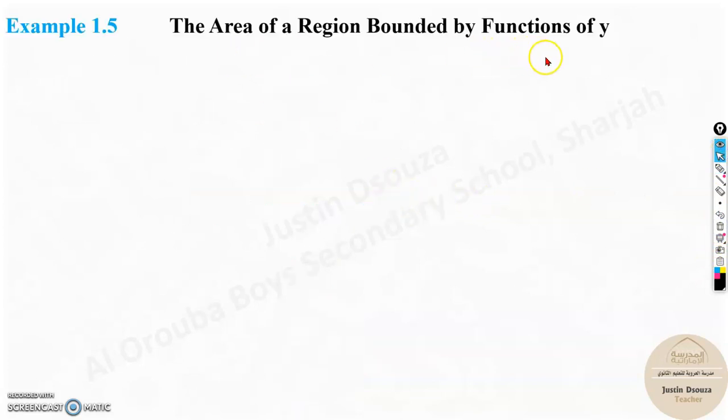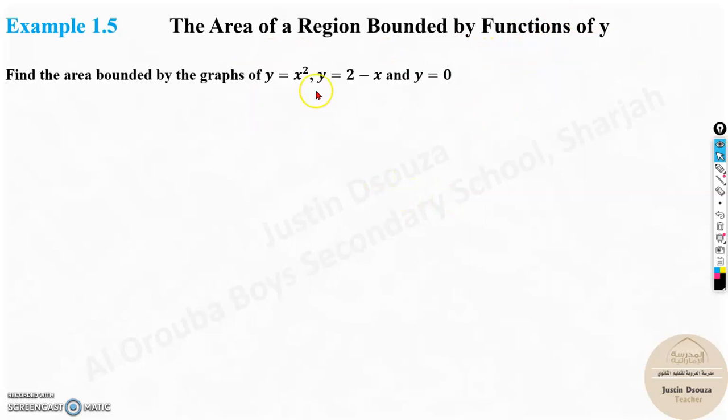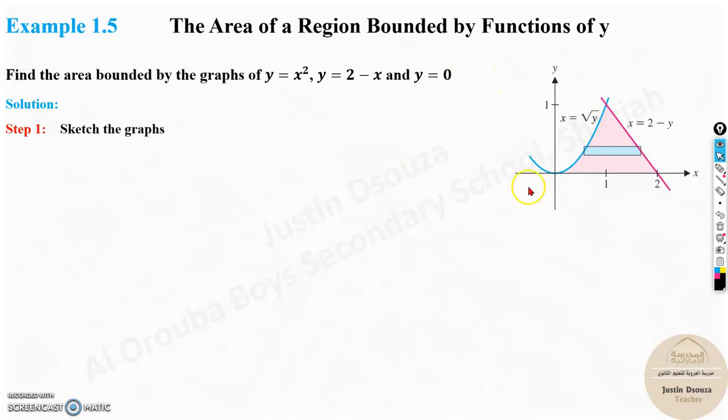The area of the region bounded by the function of y. See, this is done in the previous video. If you pause and go back to the last video, the previous one to this video, you can see we solved the same problem. And look, we had sketched the graph and everything, the same graph. But now we will solve it with respect to y. Why do we do this?